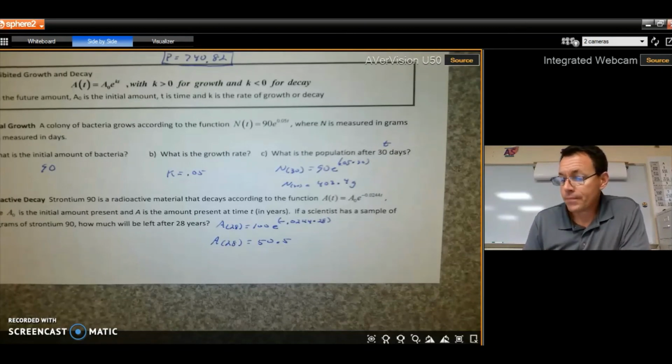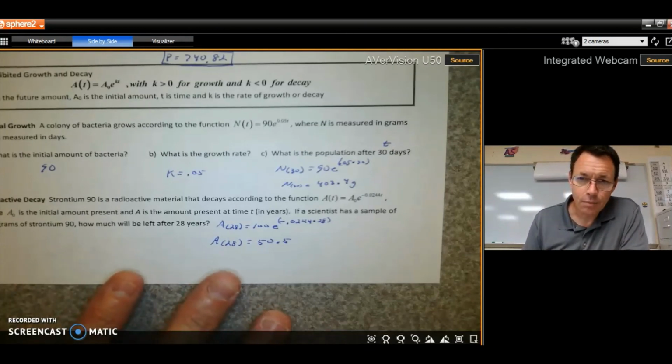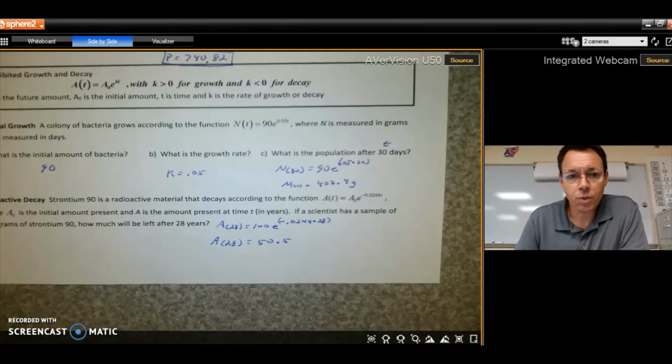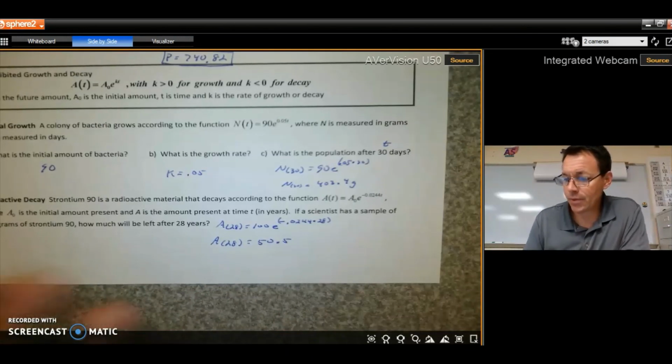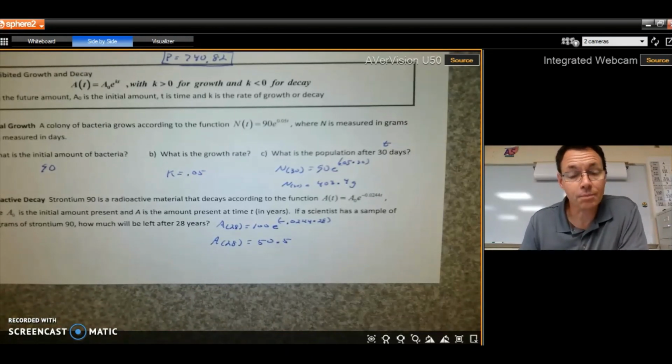Okay, so that's something that I will mention later on. We're going to solve some equations that involve these, but for right now, this is all you need to know. Just how to plug it into your calculator, simplify it, and get an answer.